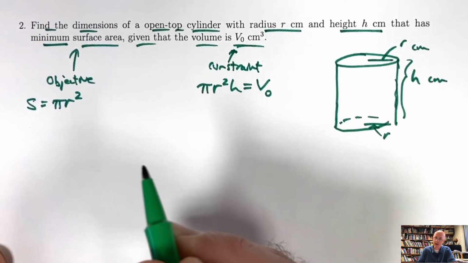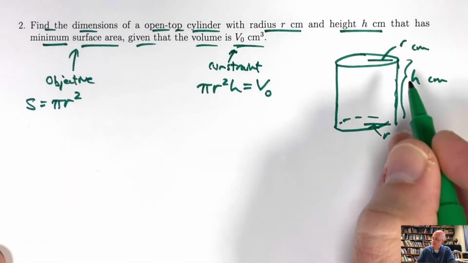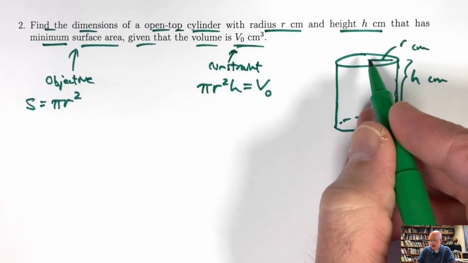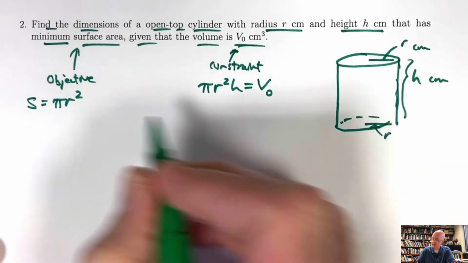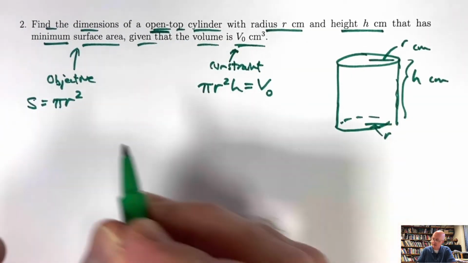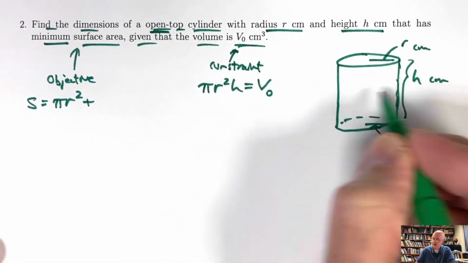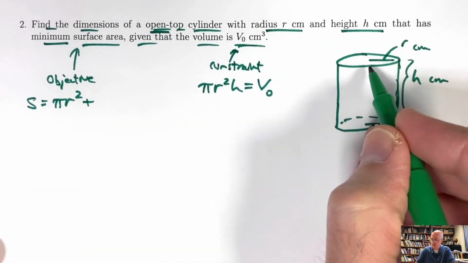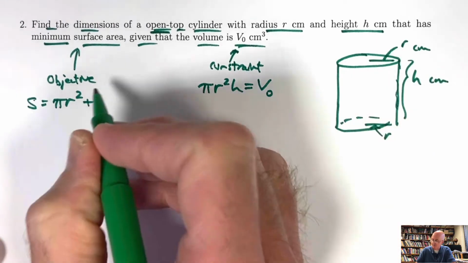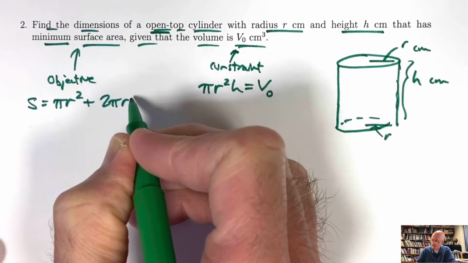Don't multiply that by h, we're after a surface area. If I had included the top, I would have a 2 pi r squared there instead, because I have the top and the bottom, but it's open top. And then the area of the side of the cylinder, that will be the circumference of the circle, 2 pi r times h. 2 pi r times h.